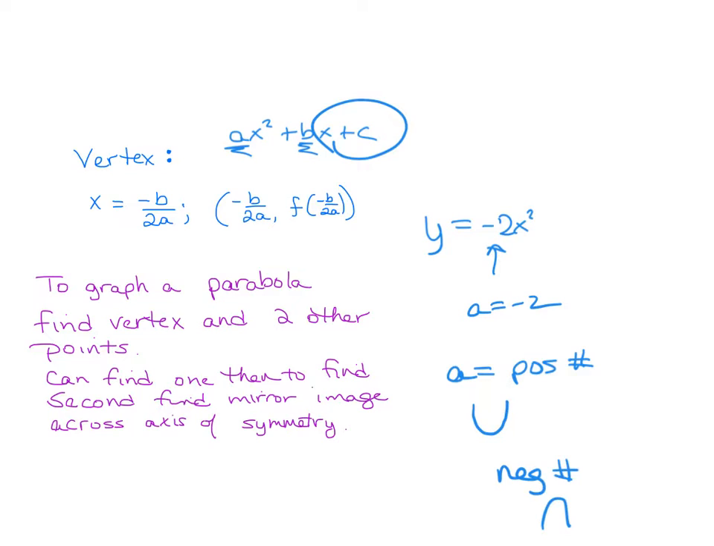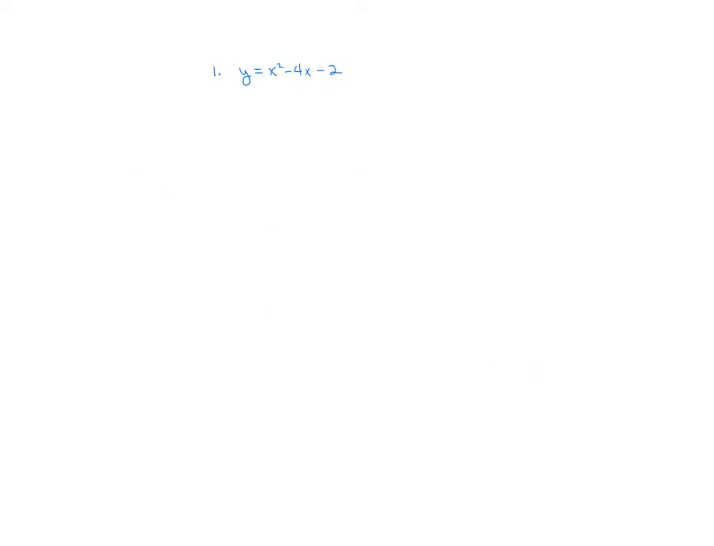So graphing's not that bad. If you want to do a whole table of values and plug in numbers, you can do that also. Or you could factor it and find the x-intercepts and get points that way. All right, so let's try our first example.